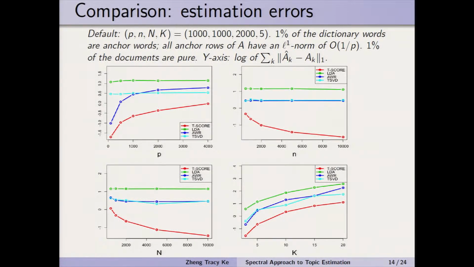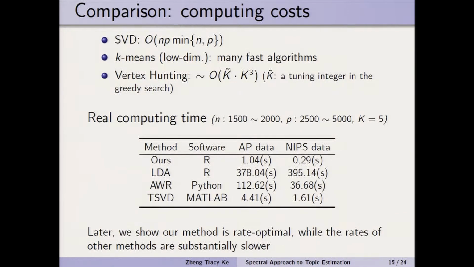In particular, you see the decreasing curve here. This means that our method can effectively take advantage of more and more documents and longer documents. For other methods, we also see some very slight decay, but because of the log scale, it is not very obvious. We also have many other simulation settings.